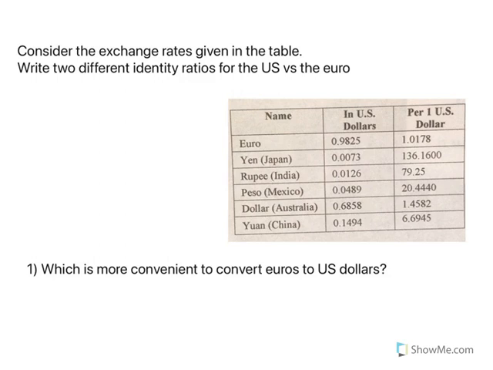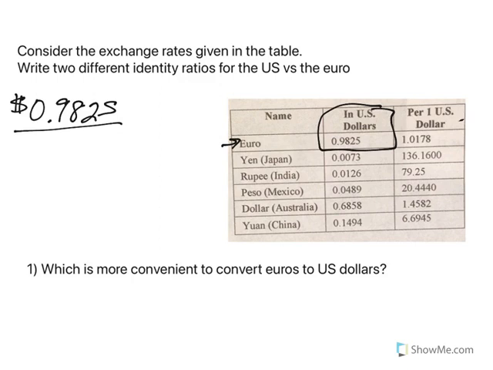Now, with the exchange rates, we can go two different ways. So we have the per US dollar or in US dollar. And I think it's important that we talk about this before we start any of the problems. So we're going to use the US and euro. Now, when it says in US dollars, that means we have 0.9825 in US dollars. And because we're in euro, that's 1 euro. Okay, so that's what this one means. It means the foreign currency is on the bottom.